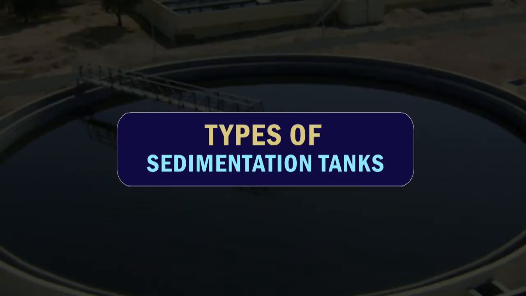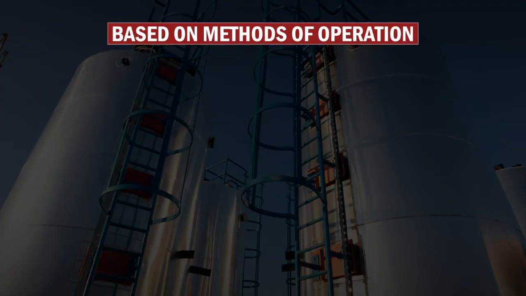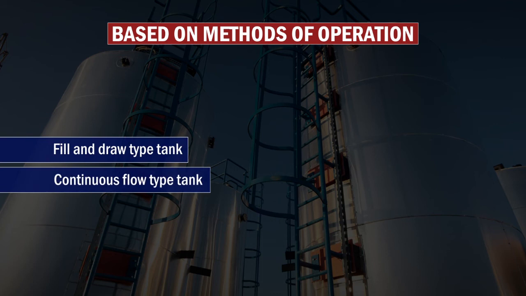Types of sedimentation tank. Based on methods of operation, there are two types: fill and draw type tank and continuous flow type tank. Based on shape: circular tank, rectangular tank and hopper bottom tank. Based on the location: primary tank and secondary sedimentation tank.